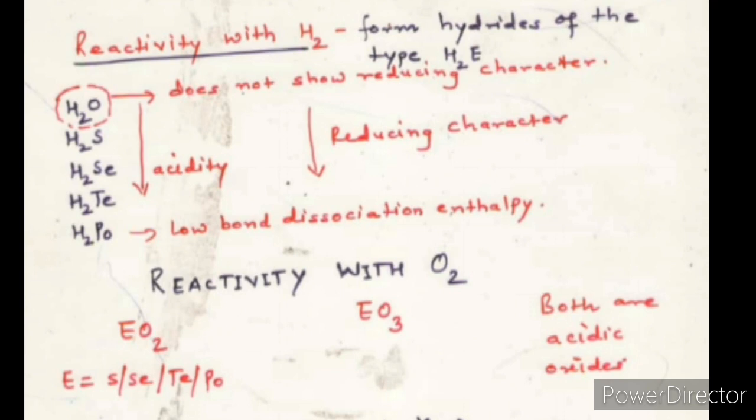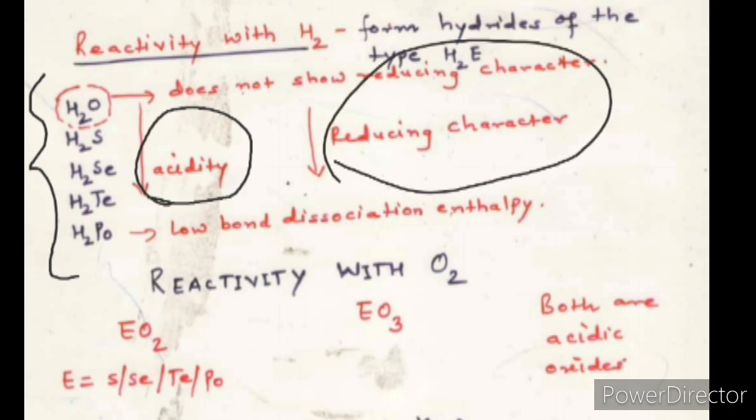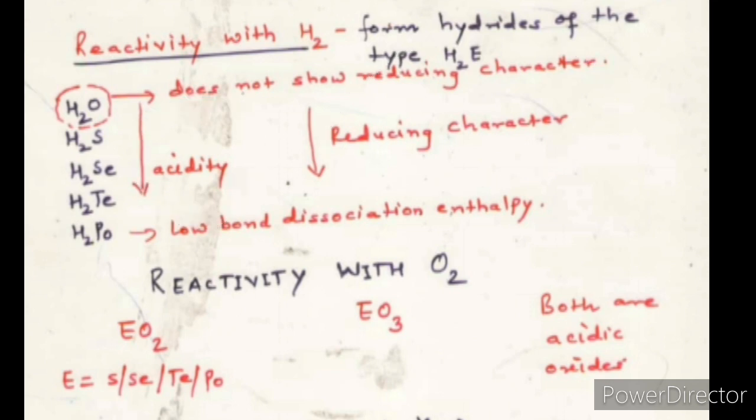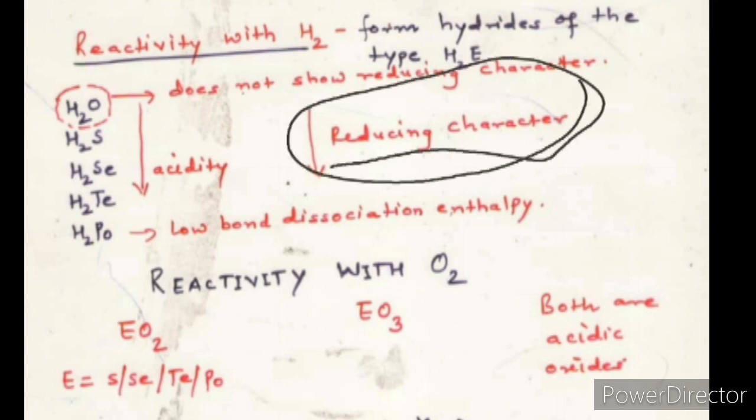All the elements of this family, group 16, react with hydrogen to form hydrides. The formula is H2E. These are the formulae written in front of you. They have two typical characteristics. Number 1, acidity. Number 2, reducing character. Acidity is the tendency of any compound to release protons, and reducing character is the tendency of any compound to release hydrogen atoms.